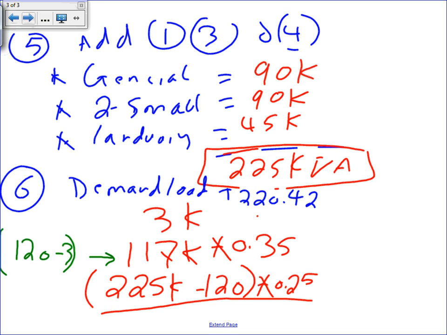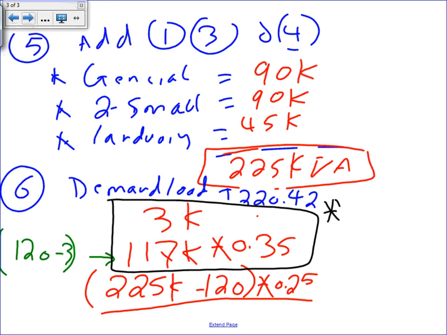Very, very interesting. So actually, my friend, if this number, look at this, guys, if this number here, 225 kVA, is more than 120 kVA, then these two here always stay the same. These two never change. So take this example. Suppose that this number here, 225, was 500 kVA. Anything in the black stays the same. The first 3K, leave him alone. The first 17K, multiply it by 0.35. Then 500 minus 120, cut them by 0.25.